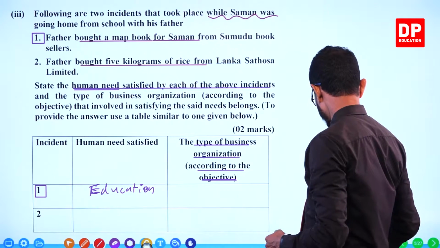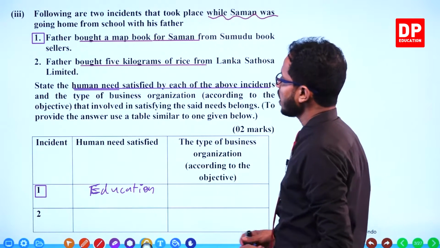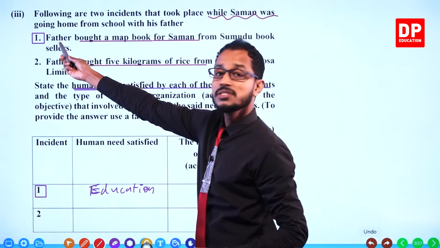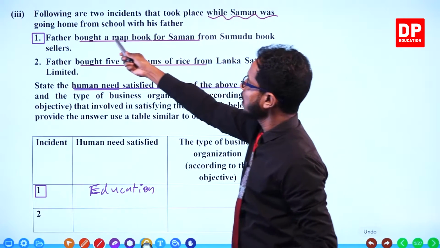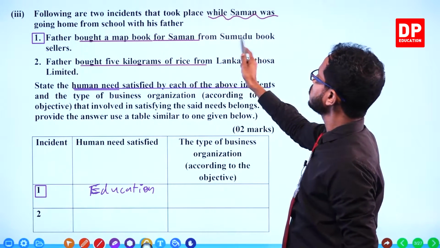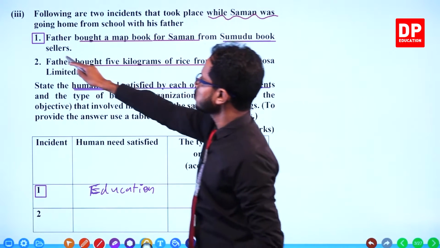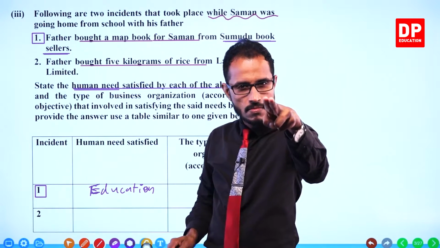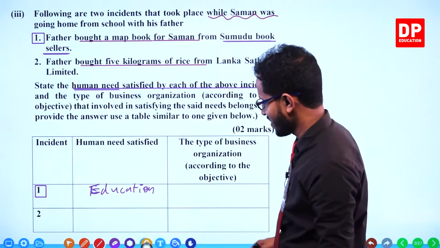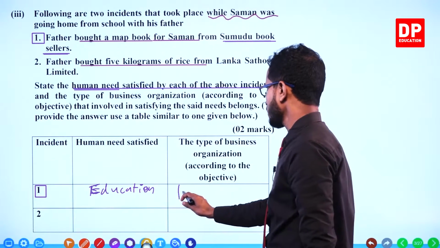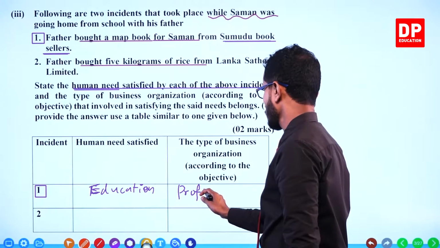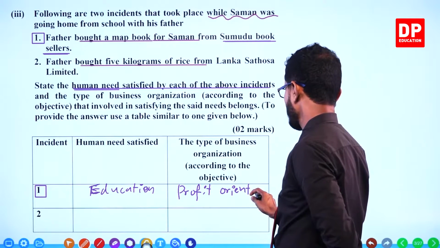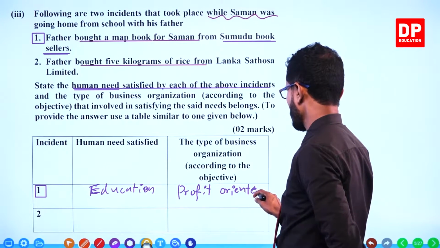Right. So now, first incident, human need satisfied is education, and what is the business organization? Bought the map book from Sumudu bookshop. So Sumudu bookshop, according to objective, profit or non-profit? Profit oriented, of course. Profit oriented.